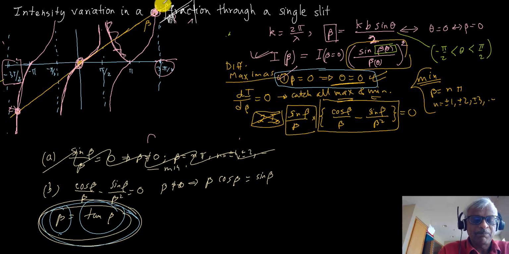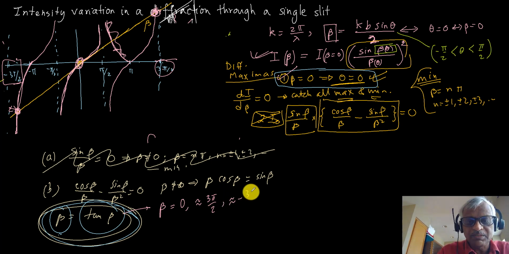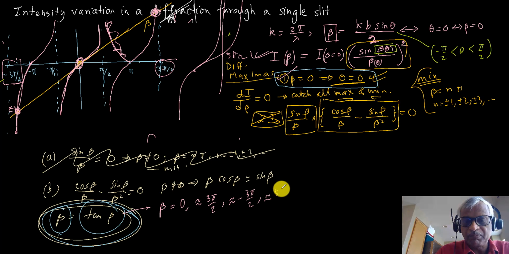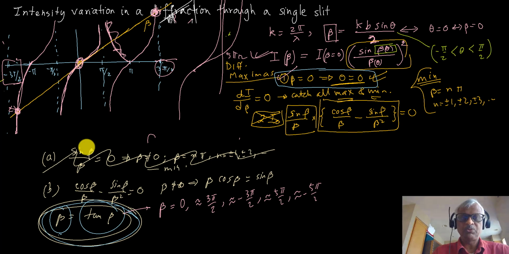So that's another answer. So for beta, this answer is 0, and then very close to 3 pi over 2, and very close to minus 3 pi over 2. And you can see it's going to be like that. So that's going to be 5 pi over 2, so very close to 5 pi over 2, and very close to minus 5 pi over 2. So this is called the graphical method of solution.